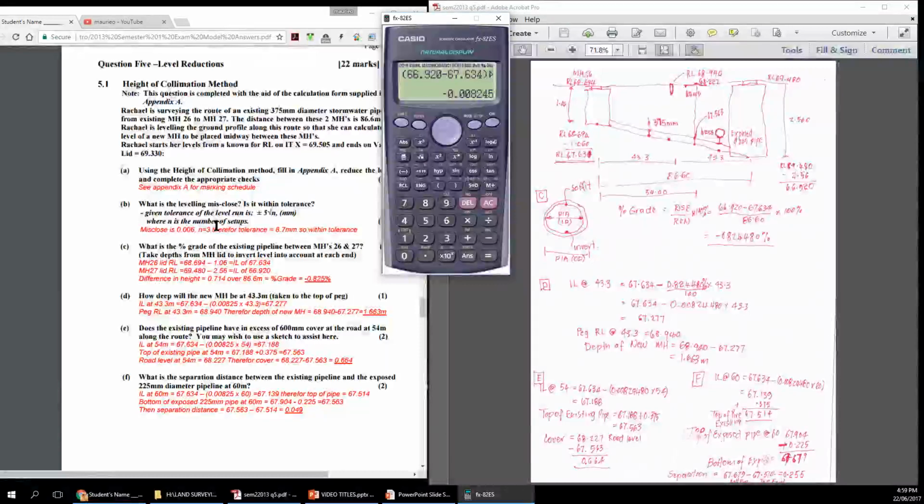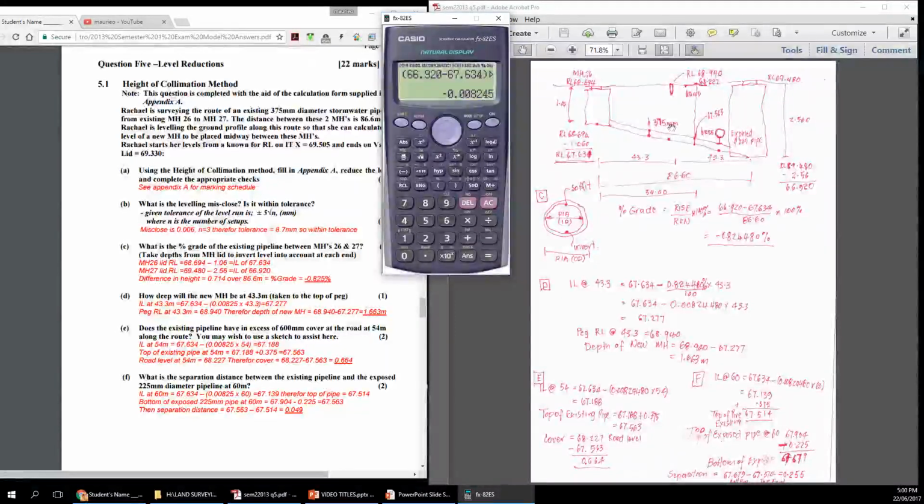All right, now E. Does the existing pipeline have in excess of 600 millimeters cover at the road at 54 meters along the route? So I've tried to draw a little road in here, and it's 54 meters along from there to the road. So we need to work out the invert of the pipe here, and then the top of the pipe. So we can only really work out the invert, and then we're going to add the 375, because the existing pipe is 0.375, and then they've found another pipe over here of a 225.